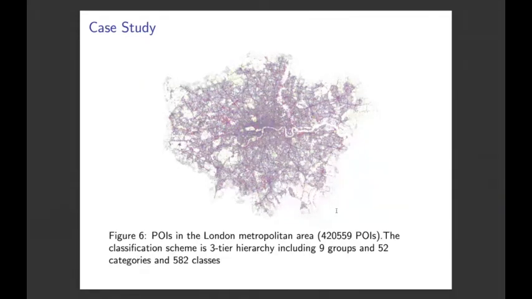420,000 POIs in the cities, and you see here the classification for the POI datasets is a three-tier hierarchy classification. It includes 9 groups and 52 categories and around 600 classes.